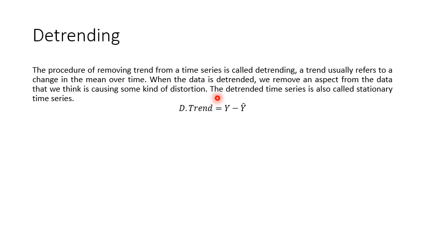The data on the detrended time series is also called stationary time series. Stationary time series is the main term used for detrended data. Actually, when we plot the data on the graph paper, we see some kind of pattern like this.